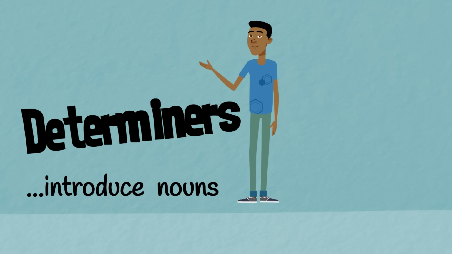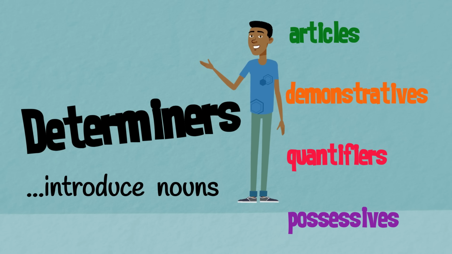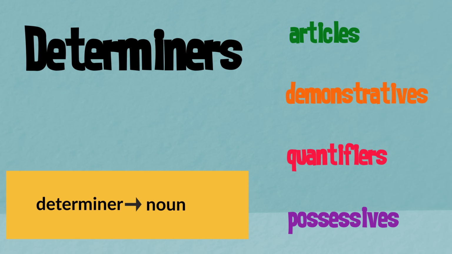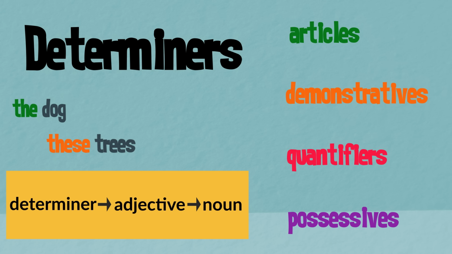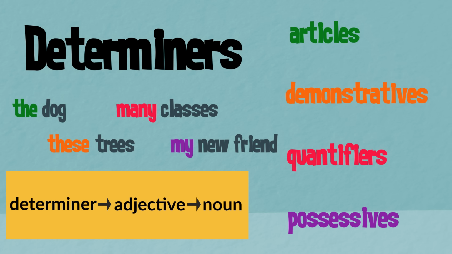Determiners introduce nouns. A determiner comes before the noun. They also come before an adjective if there is one. The dog, these trees, many classes, my new friend.